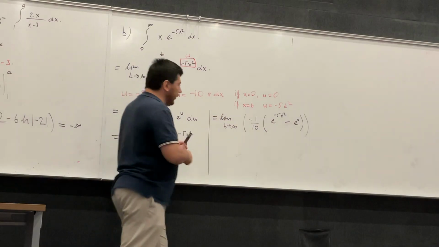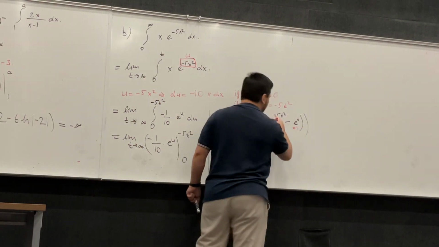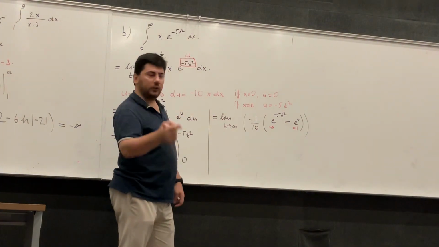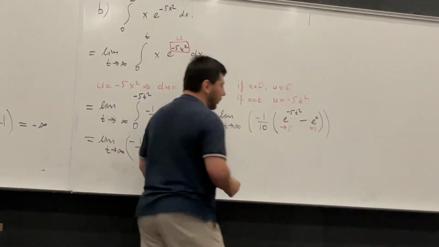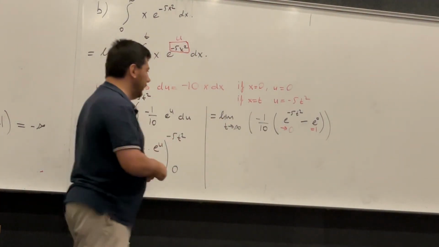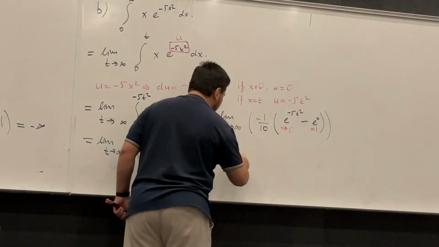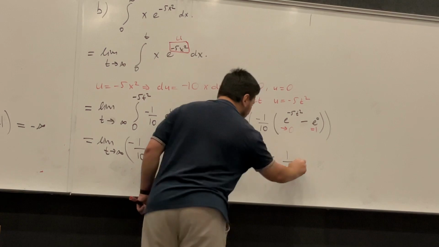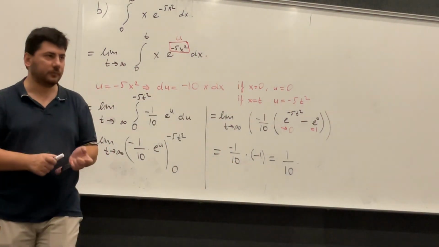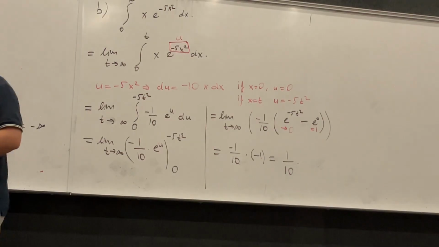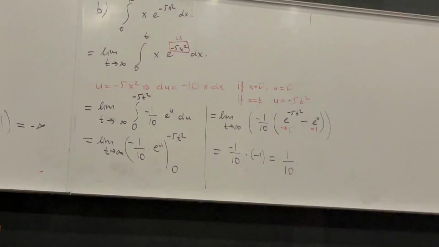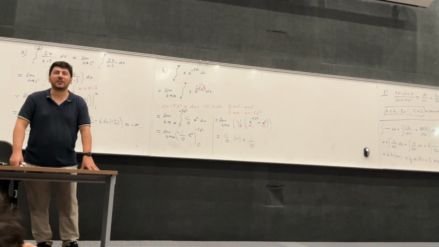Now, e to the power 0 is 1. What happens to this when t goes to infinity? e to the power of something very, very big but negative goes to 0. So overall I have minus 1 over 10 times minus 1, which is 1 over 10. Does this make sense? Yes. Question? Tell me. Makes sense? Okay.